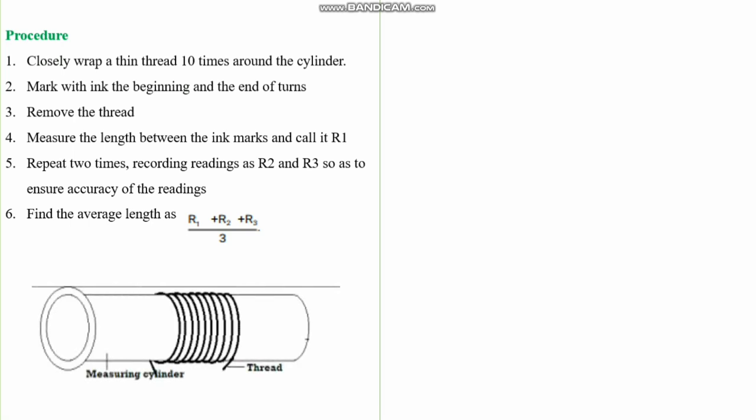So that is the image of the cylinder. As you can see, we have a thread and it is wrapped on the cylinder several times. From the beginning, we mark with ink, and the end we mark with ink so that we don't make confusion when making the reading.